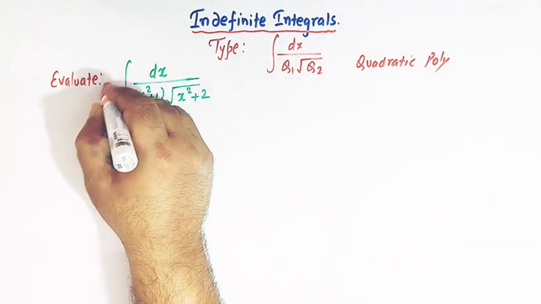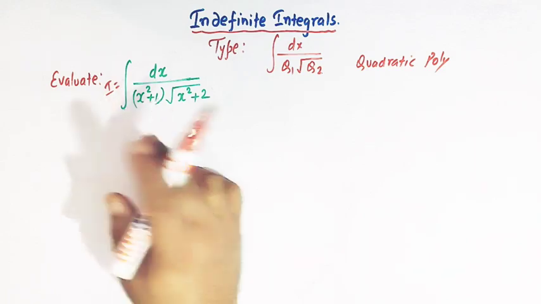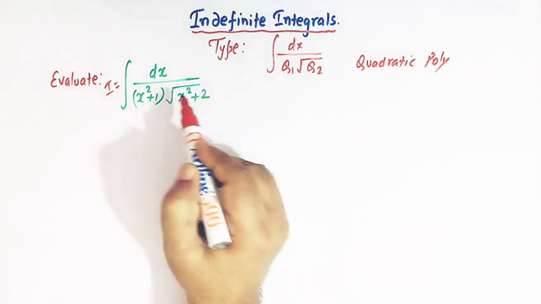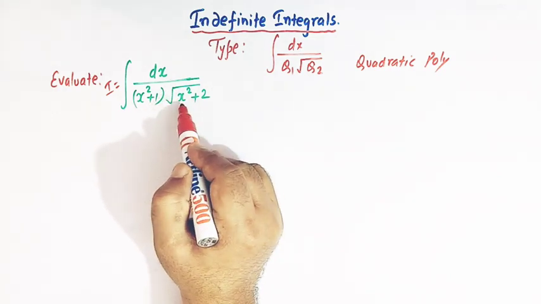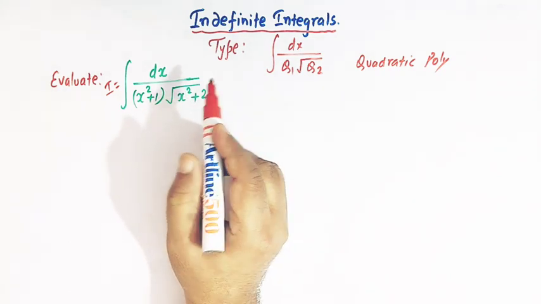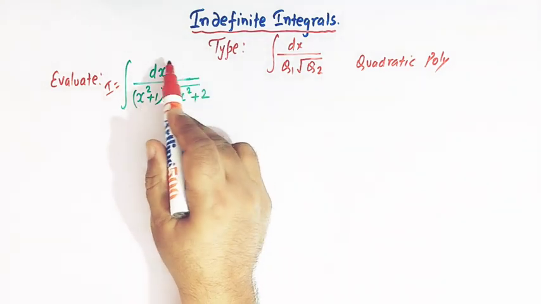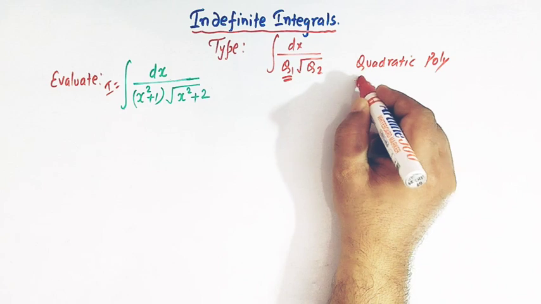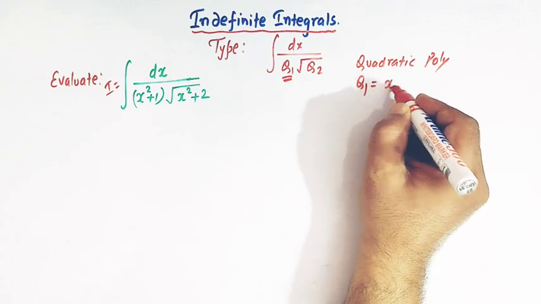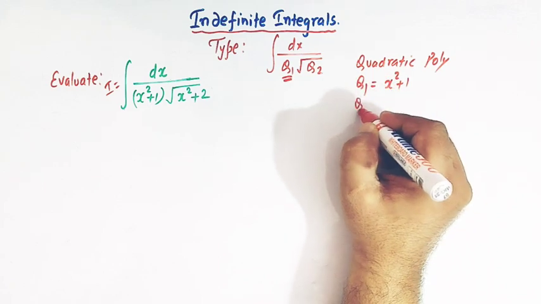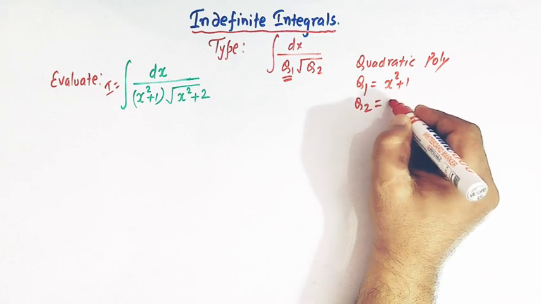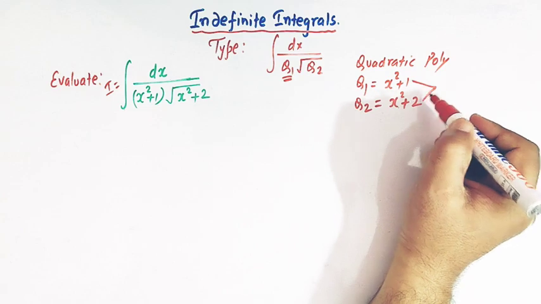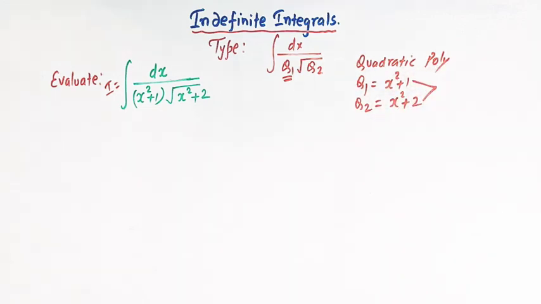So let us find out this integral where we have dx over x square plus 1 times the square root of x square plus 2. If we compare this integral with this one, then we can see that q1 is x square plus 1 and q2 is x square plus 2, and both these are quadratic polynomials.